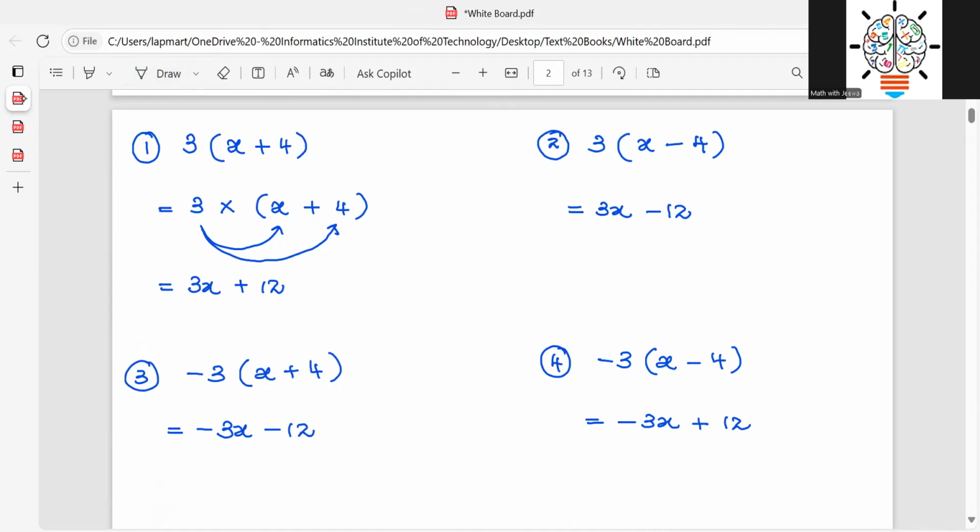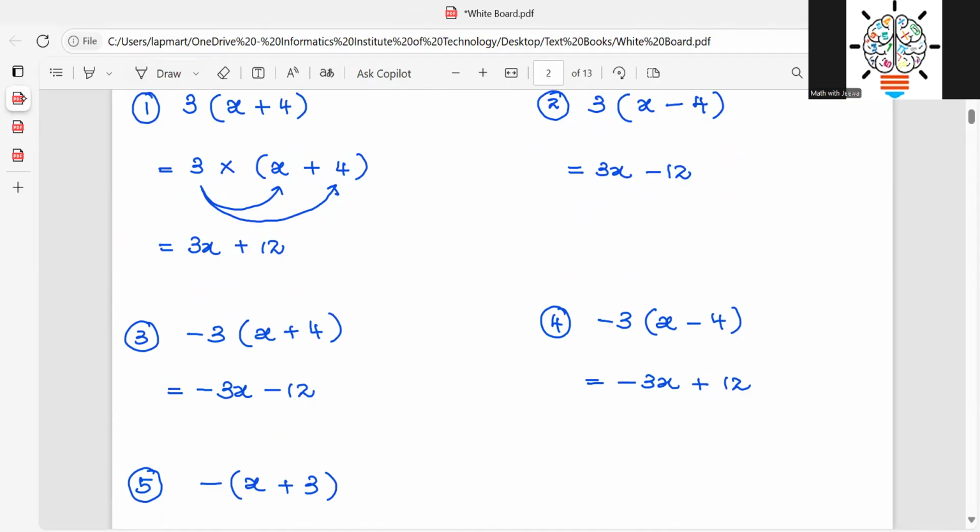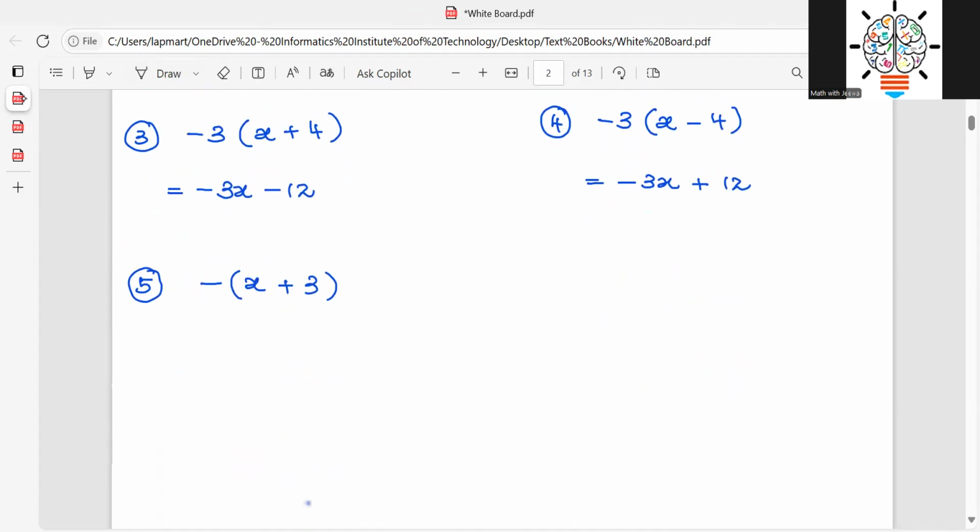Now I'm going to show you something. Let's say you have something like this, and you want to solve this bracket. How are we going to solve this bracket? In all the 4 examples we discussed, in front of the bracket we had a number, maybe a positive number, maybe a negative number. But here we just have the negative sign. What does that mean, children?